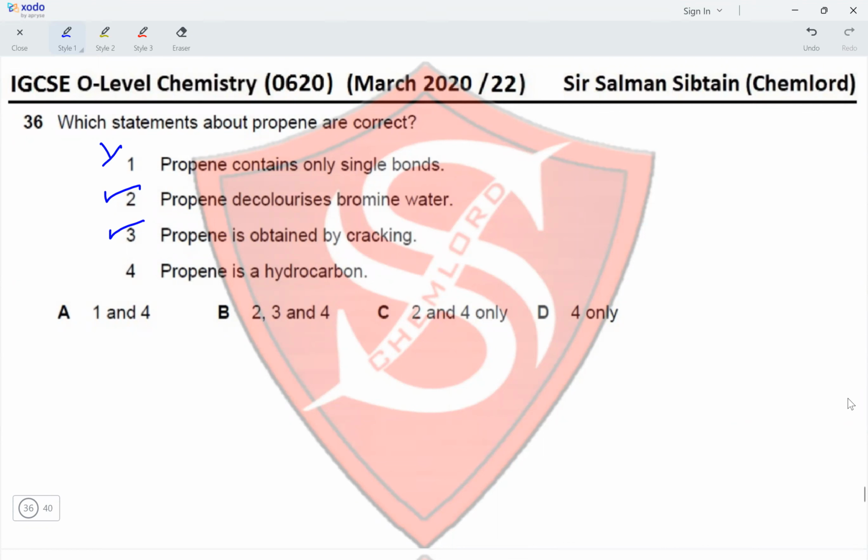And propene is a hydrocarbon. Yes, it only contains carbon and hydrogen as the only elements found in the compound. Since statements 2, 3, and 4 are correct, this makes option B the correct option for this question.